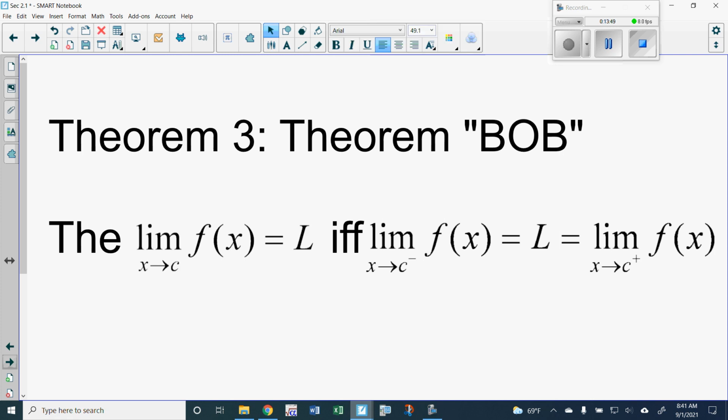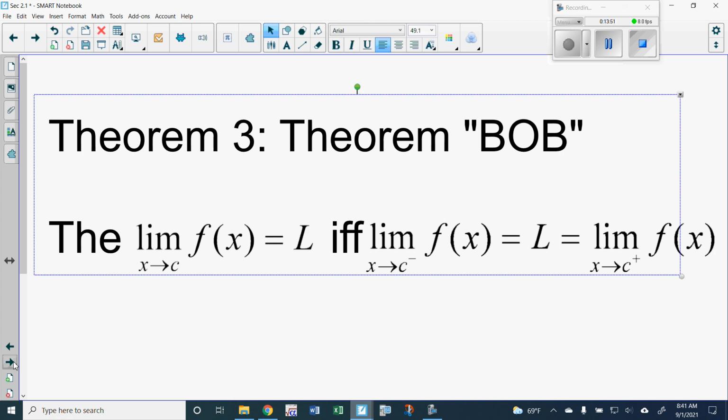It's called theorem Bob because the idea here is that for a limit to exist, the limit from the left and the right have to be the same. And if you know the limit from the left and the right are the same, if and only if means the limit exists, or if you know the limit exists, you know the left and the right are the same. Hence Bob. It's the same from the left and the right. That's kind of where that comes from. Okay.